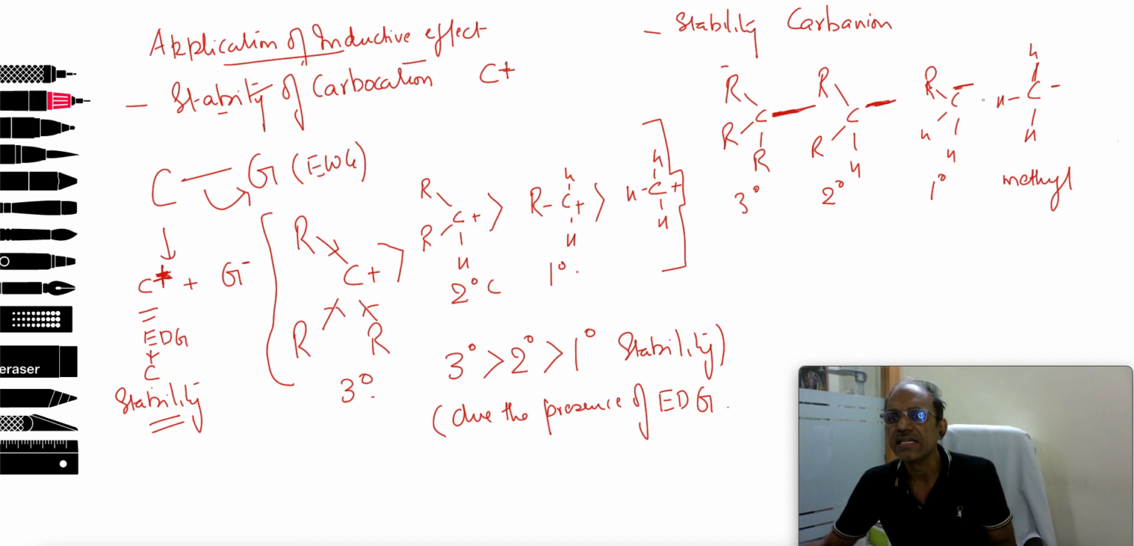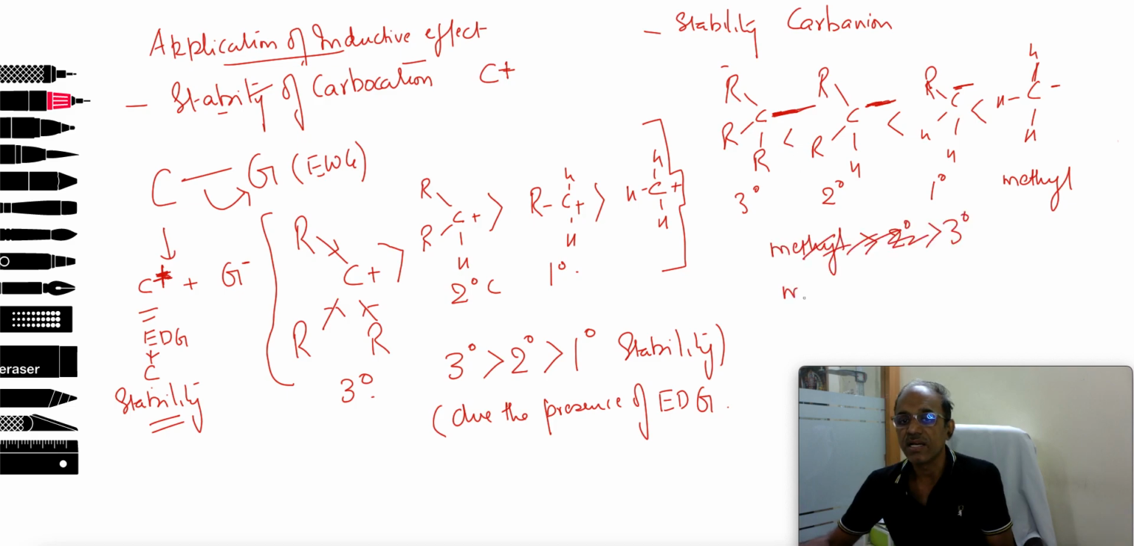So can I say for carbanion it is the opposite way down? That is methyl, which is more stable than primary, which is more stable than secondary, which is more stable than tertiary. First effect was the inductive effect, right? In that inductive effect, we saw the plus I effect and minus I effect. Fine. Then we saw the applications. Now we will see what exactly happens due to the inductive effect.